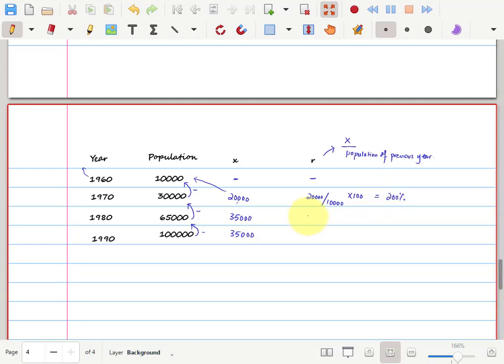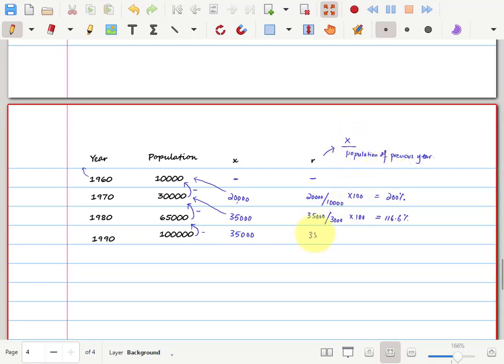Similarly, for the next, x divided by population of previous year, right? In this case, the x is 35,000 divided by population of previous year. What is the population of previous year in this case? If you are finding for 1980, the previous is 1970, so the population for 1970 is 30,000. 30,000 multiplied by 100 and you will get 116.6% is the value of R.